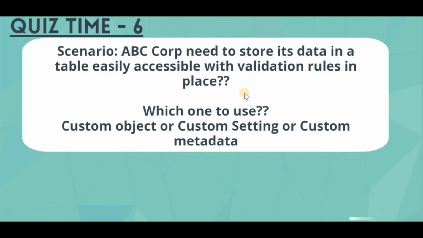ABC Corporation needs to store its data in a table which is easily accessible with validation rules in place. So which one to use? And I say this is also a tricky question. Custom object or custom setting or custom metadata? Here you need to find two items. One says easily accessible. Easily accessible can be a custom setting or custom metadata. And it says validation rules. Validation rules can be custom object and custom metadata. So when it says easily accessible with validation rules, only custom metadata meets the requirement.